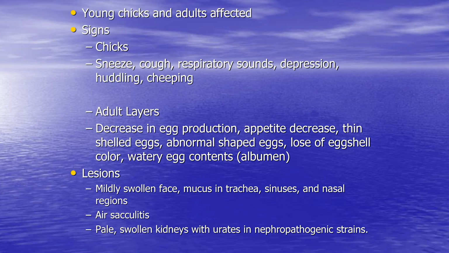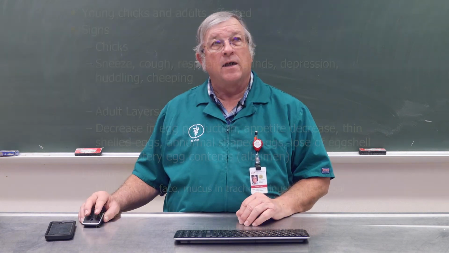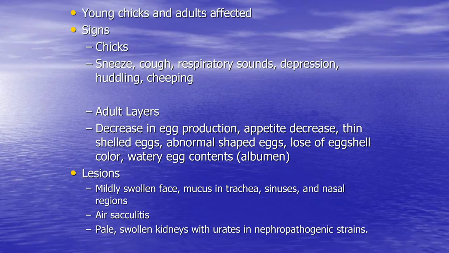Adult birds, such as adult layers, have a decrease in egg production that can be fairly sizable. Appetite's going to go down. The shells of the eggs will be thinned. The eggs can be abnormally shaped. We may have loss of eggshell color. In other words, a brown egg is more of a pale brown egg, or possibly even goes to white. Now, one thing you can see is watery egg contents, the egg albumin. Usually about 2 to 3 weeks after they've recovered from this, the egg albumin is more watery.